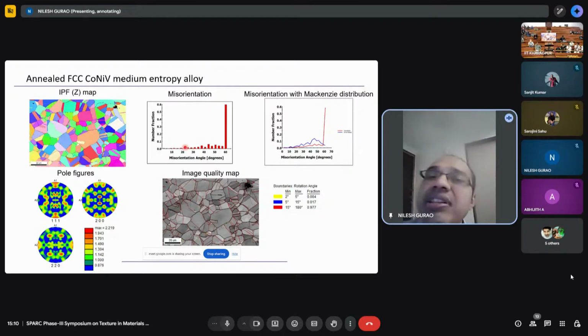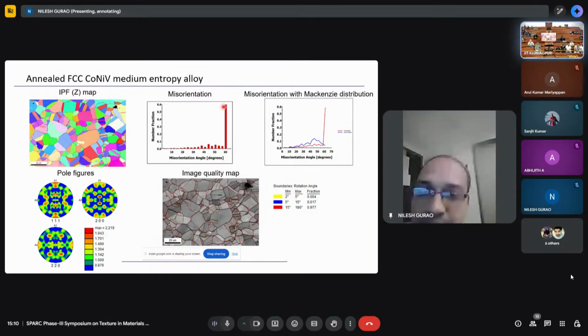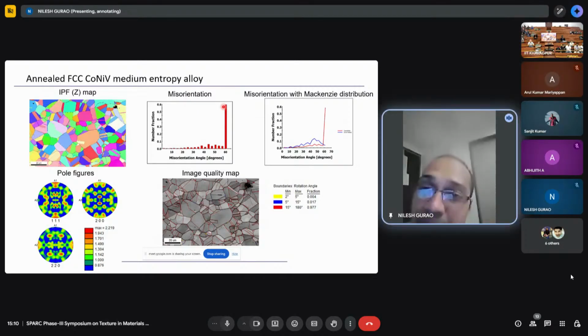Tell me, people, why 60 degree misorientation? The hint lies in the lecture you attended by Professor Sumantra Mandal from IIT Kharagpur. So can anyone tell me why this 60 degree peak is coming here? Which boundaries are these? Sigma 3 CSL boundaries. Yes, the twin boundaries.